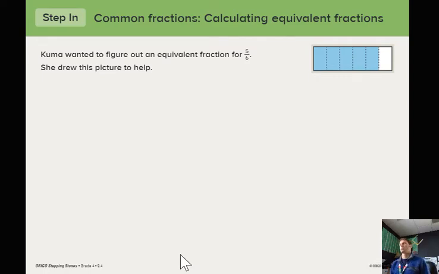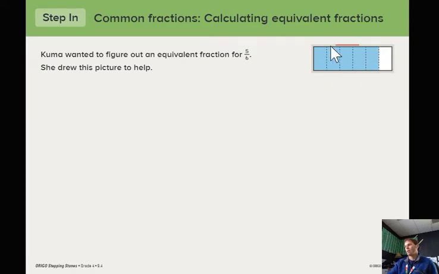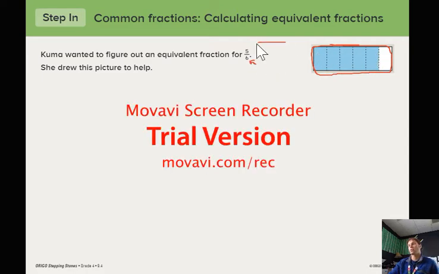She drew this picture to help. Think for a moment, why did she draw that picture? The one that you're looking at here in your book. Hopefully you've got your book out at this point. And you're probably saying, hopefully, that the fraction bar has been divided into how many equal pieces? 6, right? That's our denominator. And how many of those pieces did she color in? 5, that's our numerator. And so she drew that picture to represent 5/6.